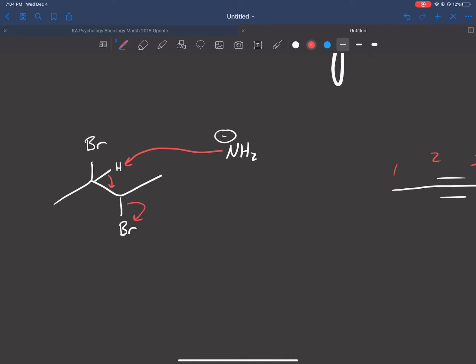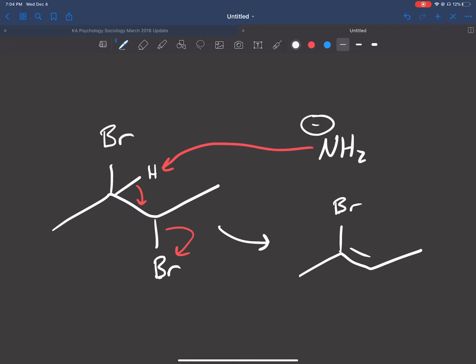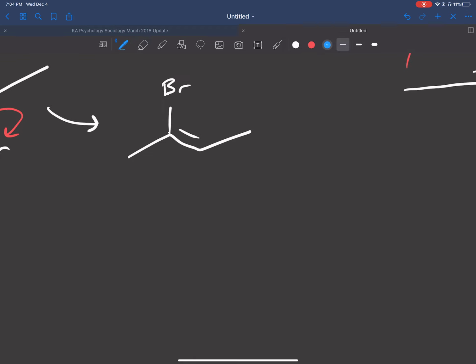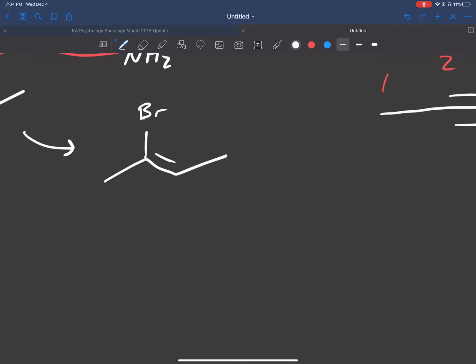So similar to what you guys have seen, you're going to get this. Now notice this Br is not what was kicked off. Remember, when dealing with elimination reactions, you take a hydrogen adjacent to the carbon of the leaving group. So in this case, our leaving group was this bromine, not this bromine.